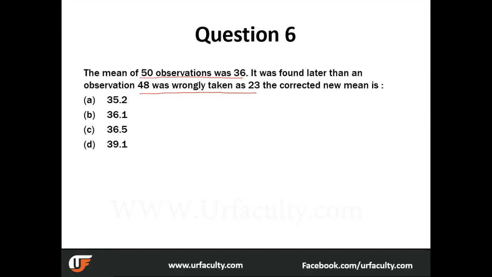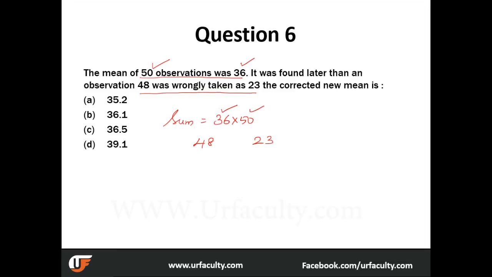So what is the sum that you get with the values that we have? 36 into 50, right? Because there are 50 observations, so you write 50 here, and the average is 36. So 36 into 50 is your sum, right? And then what is it that they are saying? It was found that an observation 48 was wrongly taken as 23.